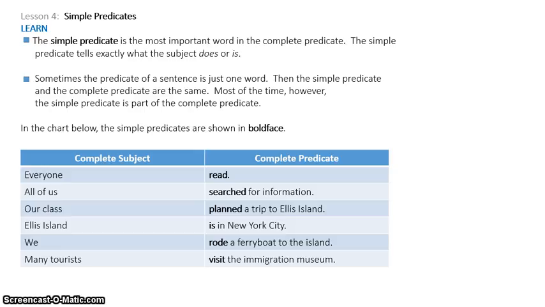Sometimes the predicate of a sentence is just one word. Then the simple predicate and the complete predicate are the same. Most of the time, however, the simple predicate is part of the complete predicate. In the chart below, the simple predicates are shown in boldface.